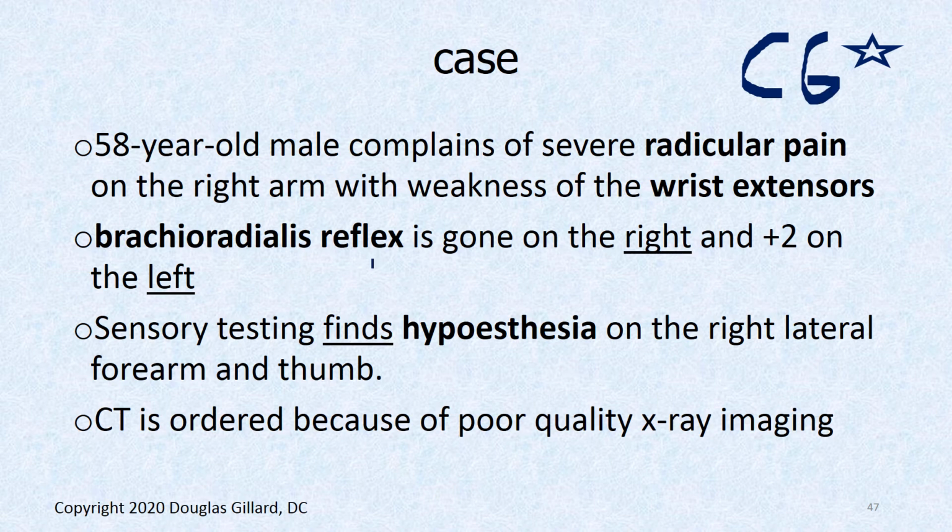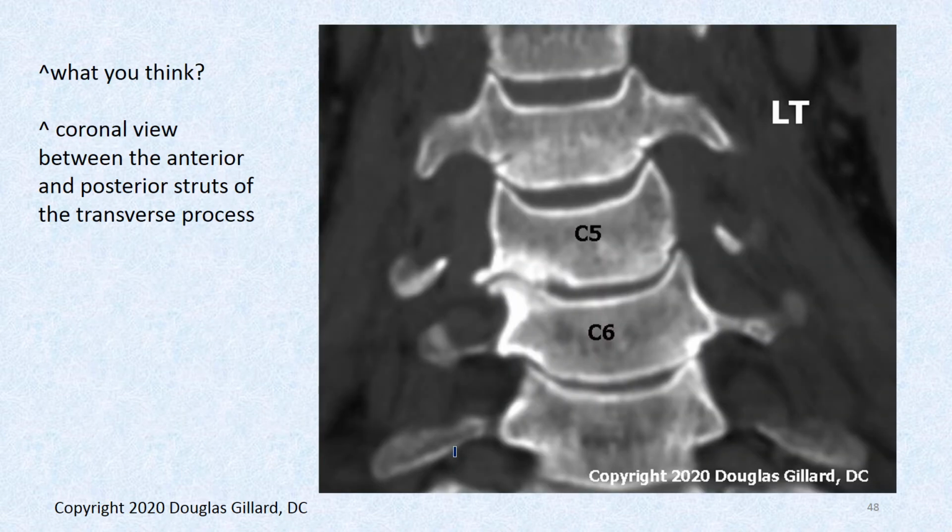Brachioradialis reflex is gone on the right. C6 again. Hypoesthesia in the right lateral forearm and thumb. C6 again. So we ended up getting a CT scan on this because of the bone spurs that we're seeing on X-ray. Here's his CT. What do you think? This is a coronal view. We haven't looked at these.